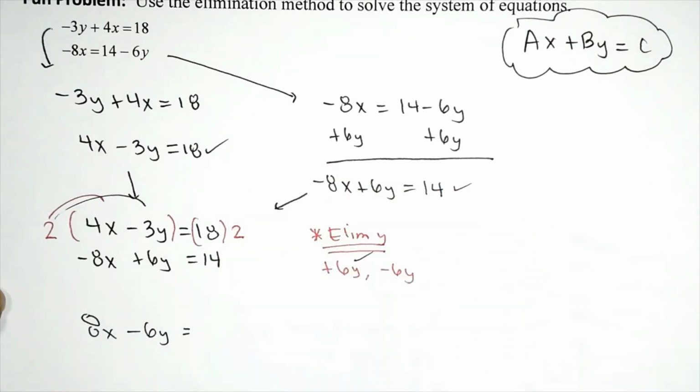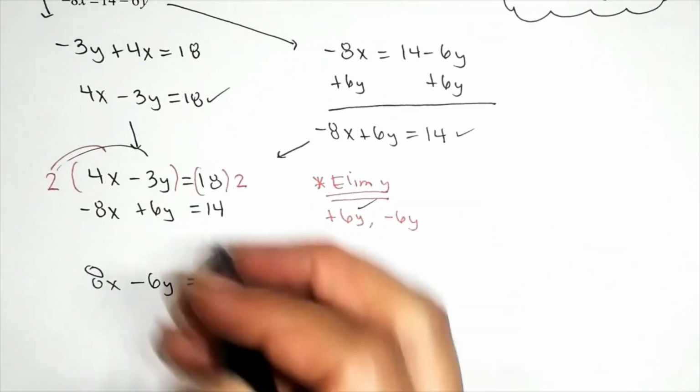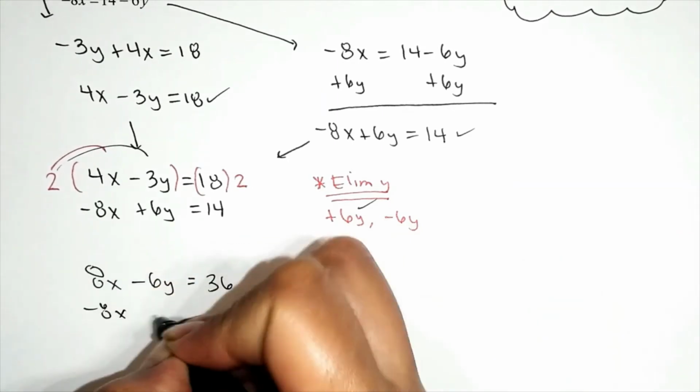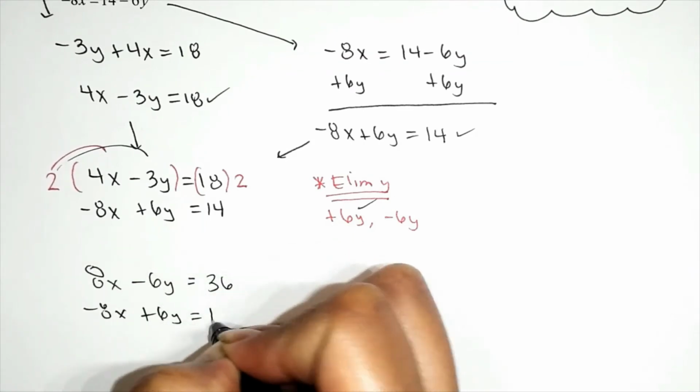And 18 times 2, who has a calculator? That's 36. Sorry, that's how I multiply. Okay, and we weren't doing anything to the bottom one. So we have negative 8x plus 6y equals 14.